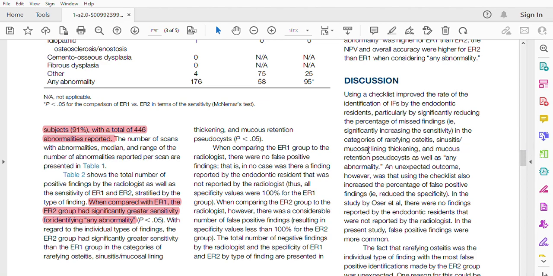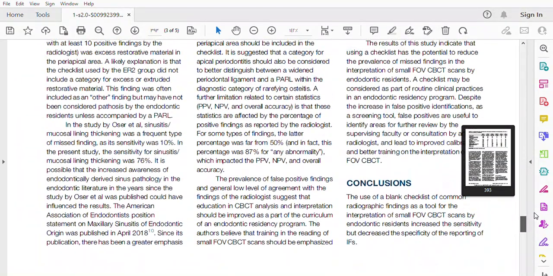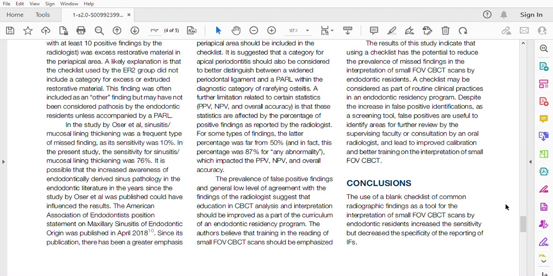But when we compare the endodontic resident in part 1 and the endodontic resident in part 2, we find that the endodontic resident in part 2 showed less specificity. So they conclude that the use of a blank checklist of common radiographic findings as a tool for the interpretation of small field of view CBCT scans by endodontic residents increased the sensitivity, but it decreased the specificity of the reporting of incidental findings.